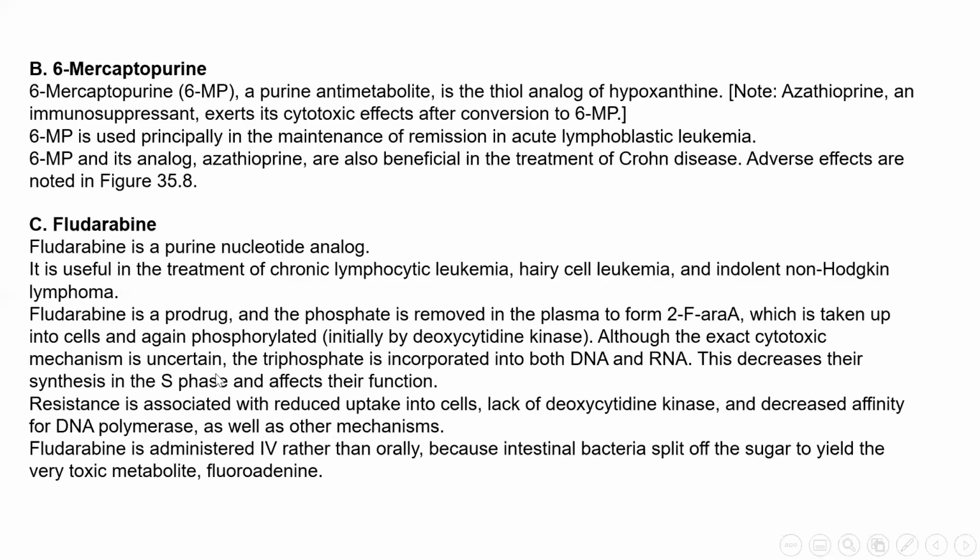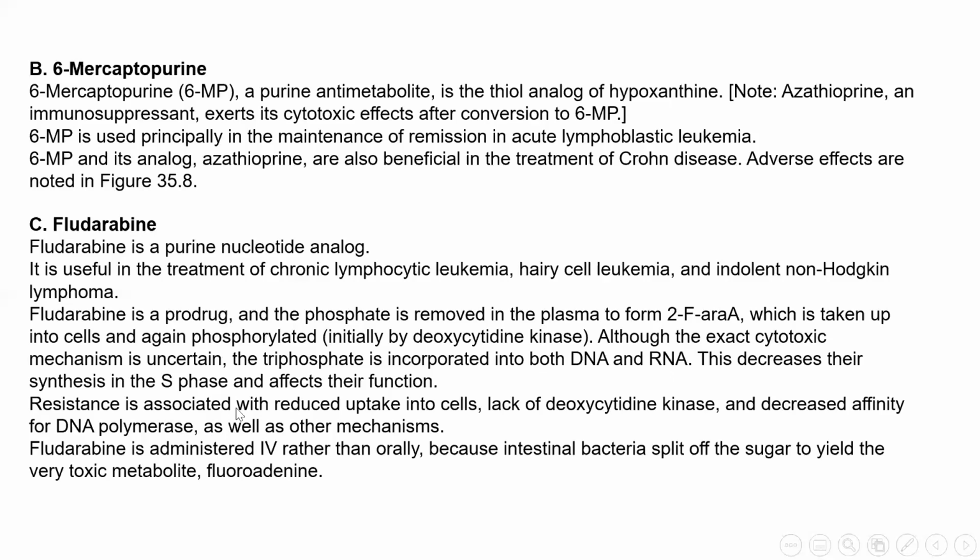Even so, this mechanism is not clearly understood. However, the triphosphate metabolite of the drug is incorporated into DNA and RNA and decreases the synthesis of both of them in the S phase and affects their function. It means that if it is incorporated into DNA, there is no more transcription to RNA, and if it is incorporated into RNA, there is no more synthesis of proteins.